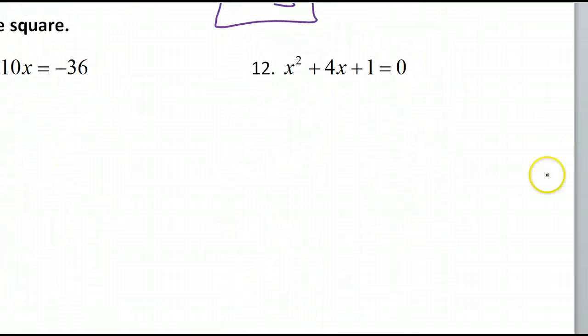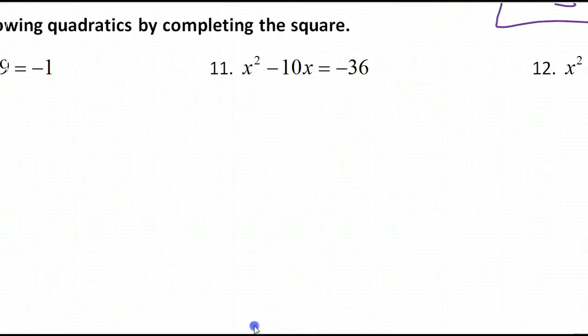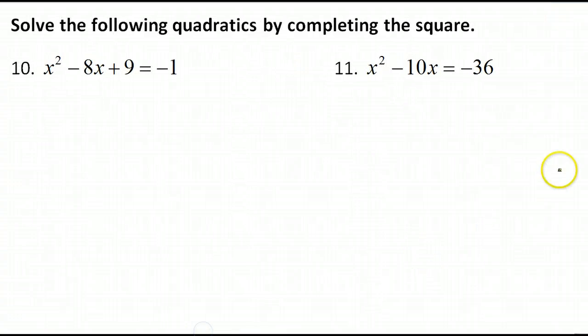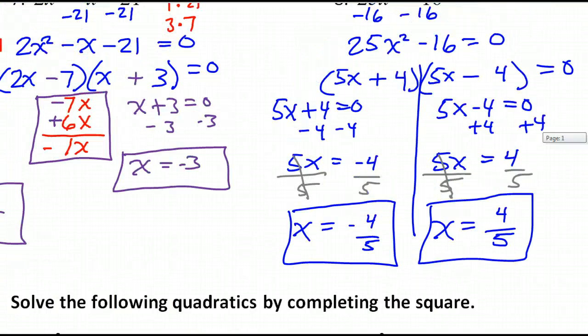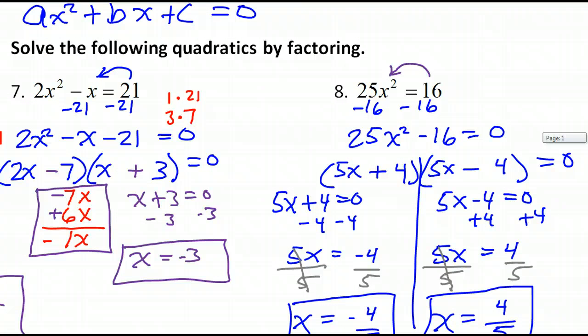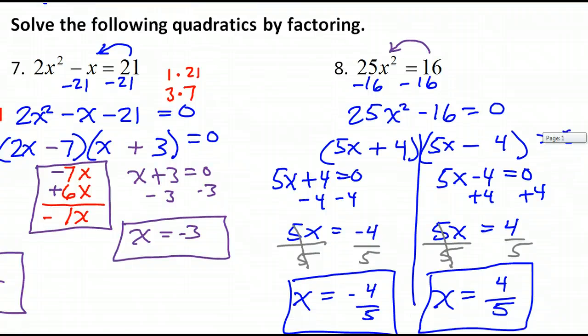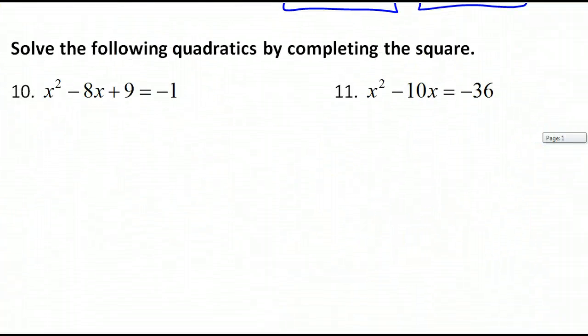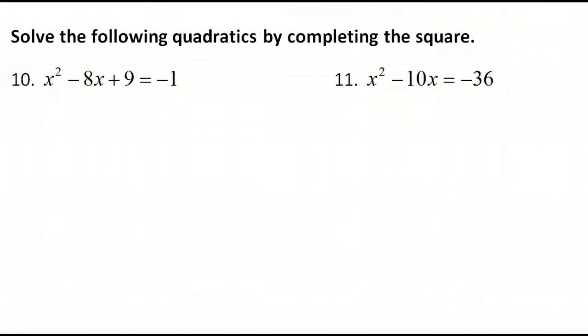Okay, what else you got? Okay, so that was a review of solving equations by factoring. That's what that looks like. Now, we're moving on to a different method.